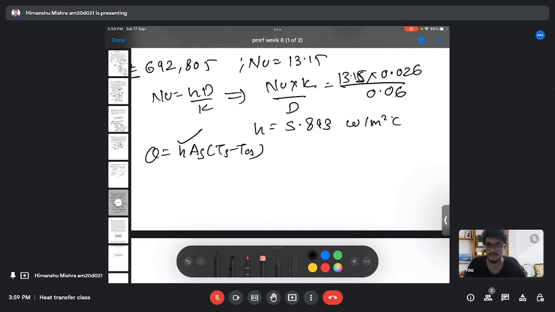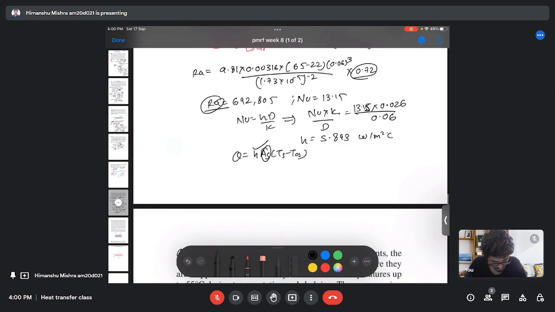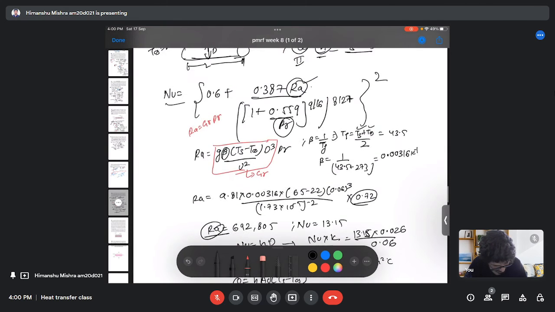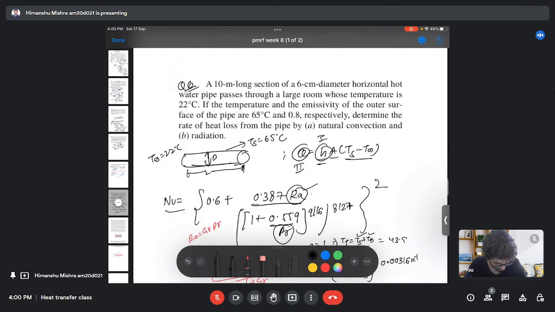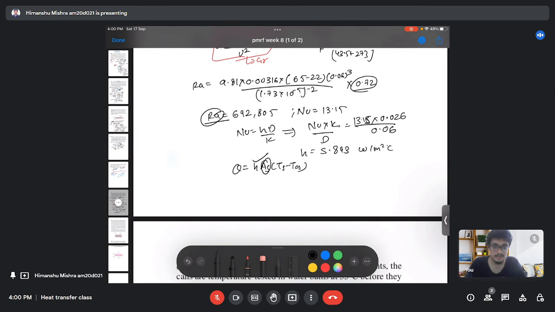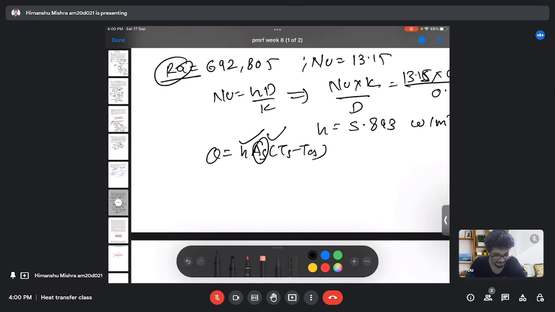We found the heat transfer coefficient. We need to find the area and the heat loss. We are already given the diameter and the length, so we know the area. We found the heat transfer coefficient and we know the temperature difference. So we just need to substitute these values.